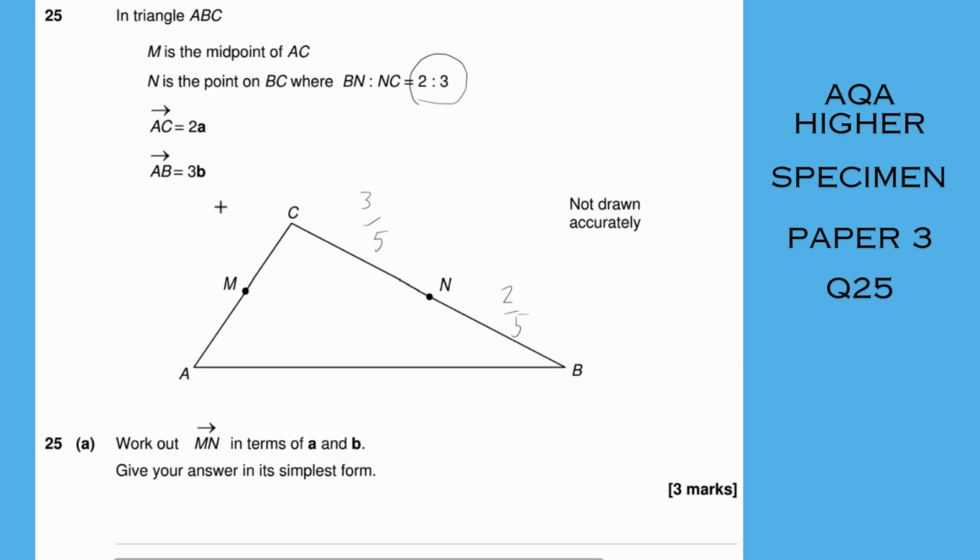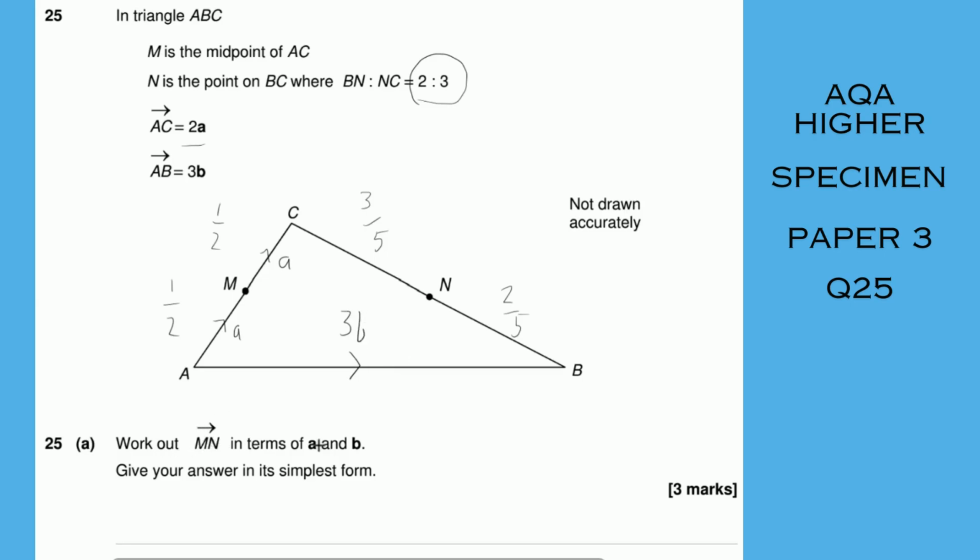M is the midpoint, so I'm going to get some halves on there. More for me than for the examiner. A to C is 2A. Normally these things are written on for you, but not in this case. So we can put a little a and a little a on there to give us the 2A. And A to B, that whole distance there, is 3B.